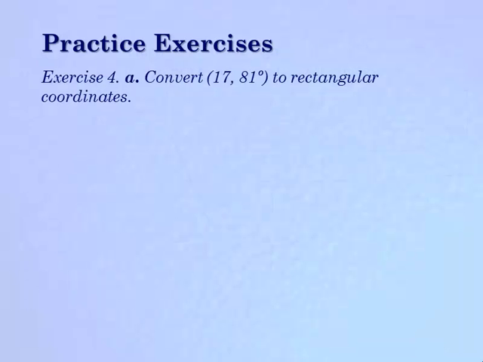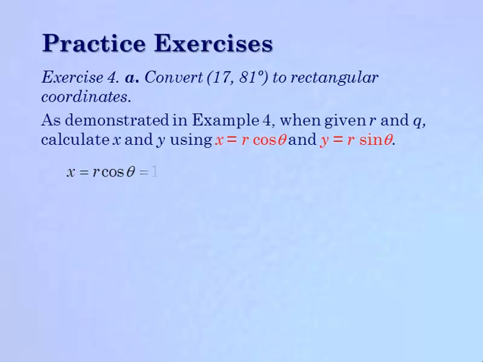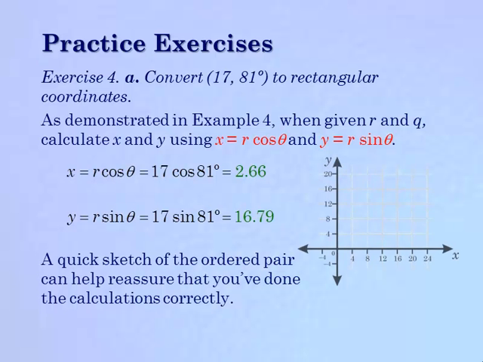Now, exercise 4 asks us to do some practice conversions from polar to rectangular coordinates. So let's convert 17 at 81 degrees to rectangular coordinates. As you've seen in example 4, we would use the relationship x equals r cosine theta. So 17 cosine 81 degrees evaluates to 2.66. And y is equal to r sine theta, that would be 17 times the sine of 81 degrees, which would be 16.79. Now, it's always a good idea to check that with a sketch.